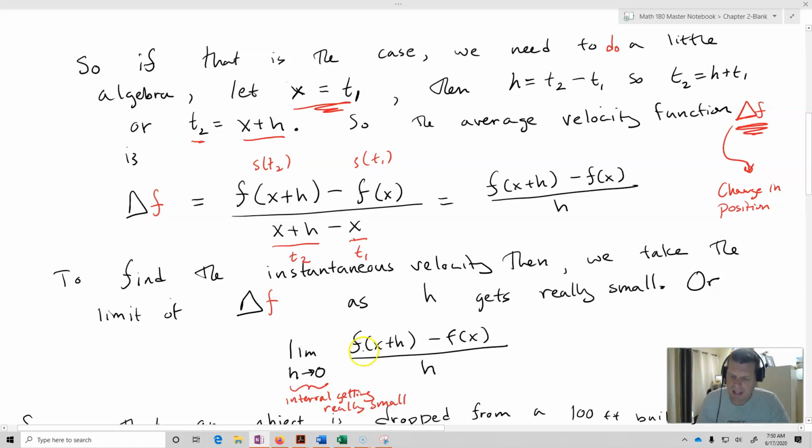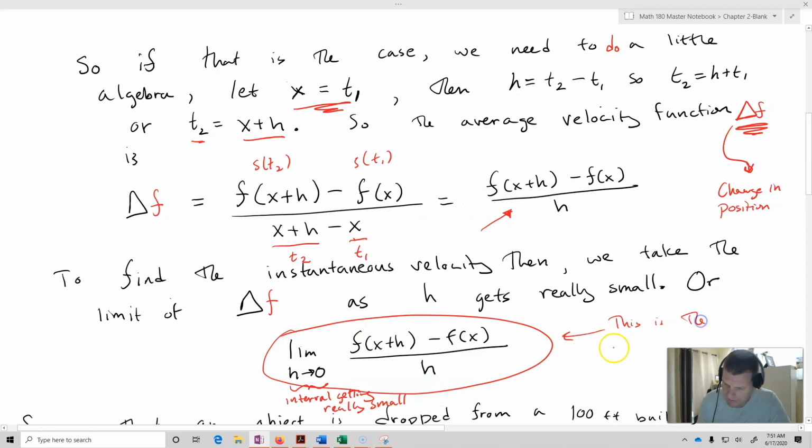Okay? And then that's going to be f of x plus h minus f of x divided by h. All right? So it's this function, it's that average velocity, but then we're going to look at it as the limit as h gets really, really small. So that's how we write it. We write it as the limit as h approaches 0, as the interval gets tiny. Okay? And so this is the instantaneous velocity.